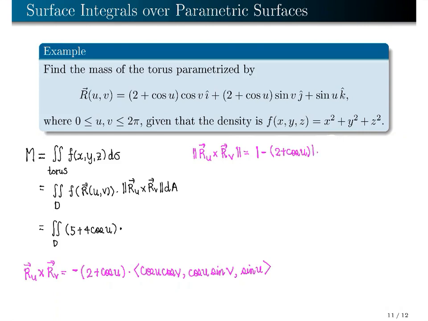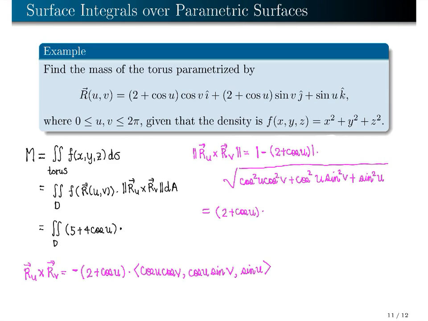multiplied by the magnitude of this vector, which is given by the square root of cosine squared u cosine squared v plus cosine squared u sine squared v plus sine squared u. Simplifying, note that 2 plus cosine u is always positive. Hence, the absolute value of the negative of 2 plus cosine u is just 2 plus cosine of u.